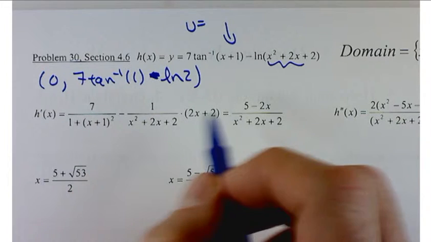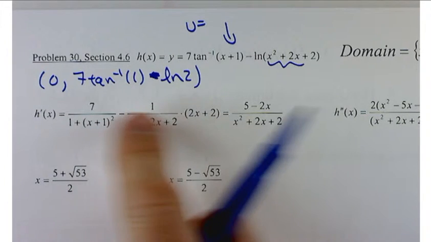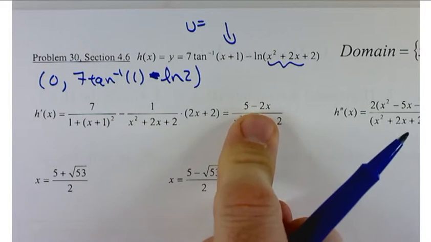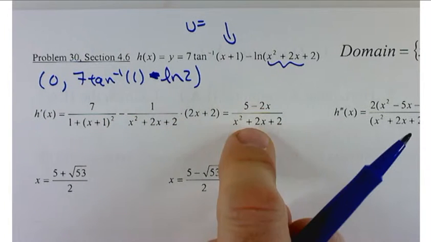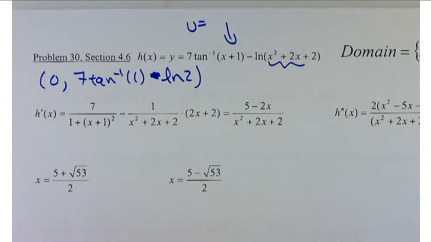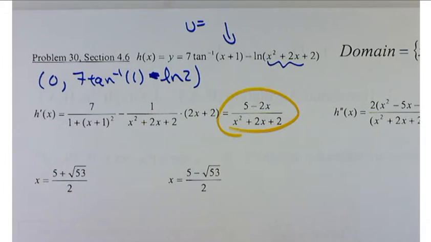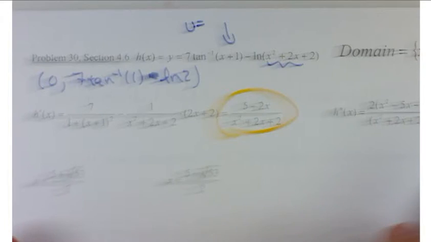But you're going to have to distribute the negative and collect like terms. This is your first derivative. If you don't believe me, ask Wolfram Alpha. So there's h prime. H double prime, boy, it's just a big pain. Here's h double prime.